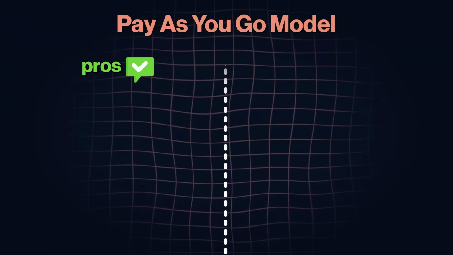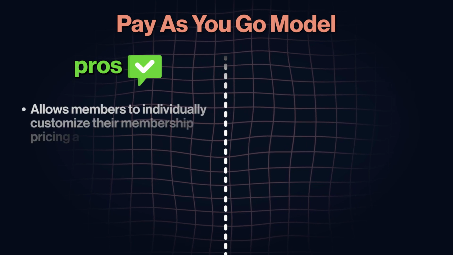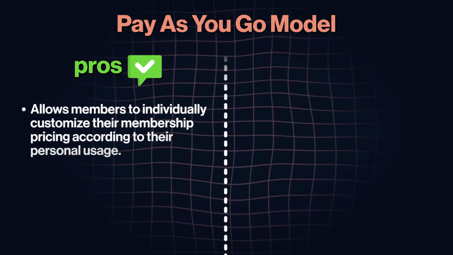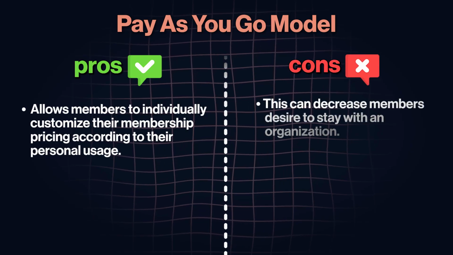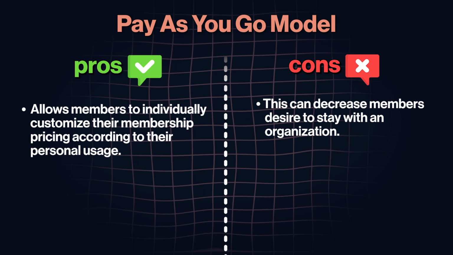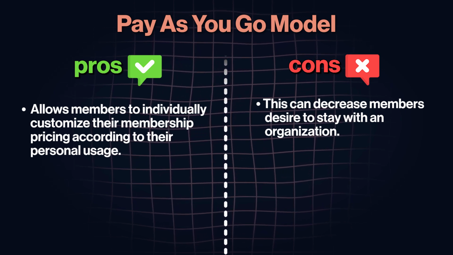The fifth pricing model is pay as you go. This model allows individuals to customize their pricing according to how much they personally are going to use the membership. Now, on the downside is that some members will self-regulate and self-limit their usage of the membership because they are more price sensitive. So you're not actually getting the engagement, which could be a negative spiral to get them to churn out of the organization altogether.